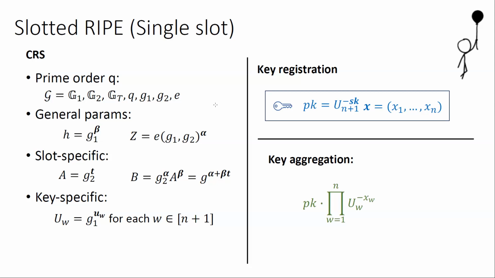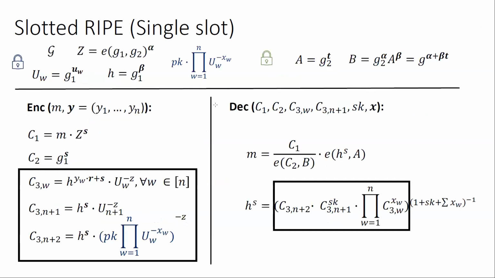So indeed, the public key is the last U n+1 value raised to minus S key. And to do the key aggregation, we just multiply the public key with all the UW terms raised to the X components. So this is just our map. So what do we actually need to calculate to construct the single slot RIP?